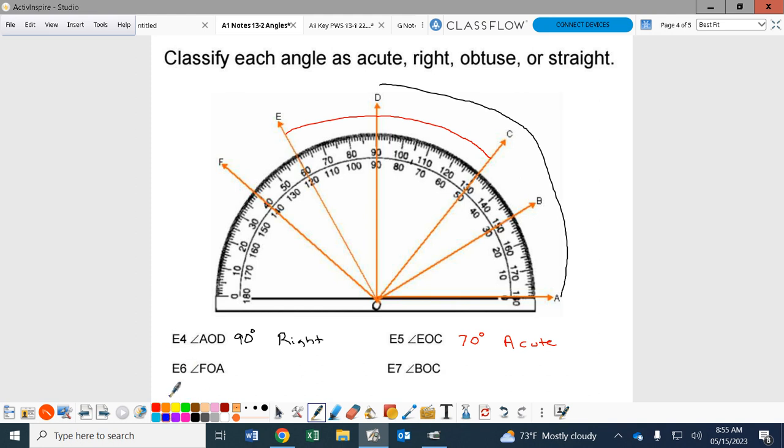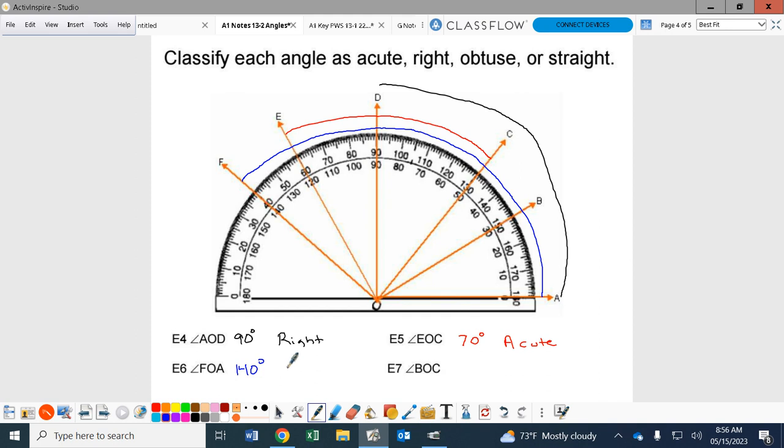The next one is going to be FOA. It's the largest one that we're going to do. It's going to go all the way from here, all the way around to here. Now this one does start at a 0 point. You can count with it. It's going to end up over here. It starts off here at 0, goes 10, 20, 30, 40, 50, 60, 70, 80, 90, 100, 110, 120, 130, 140. Okay. So that's going to put us at 140 degrees, which makes it what type of angle?